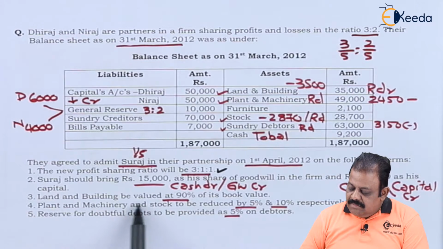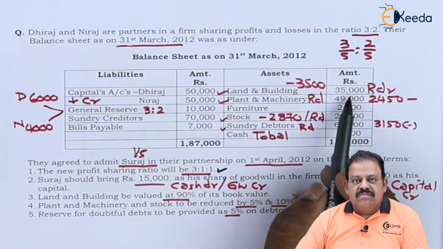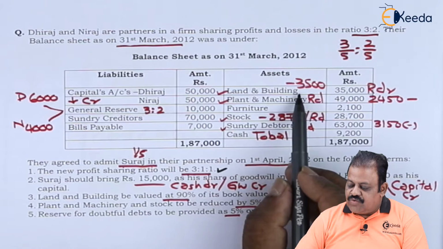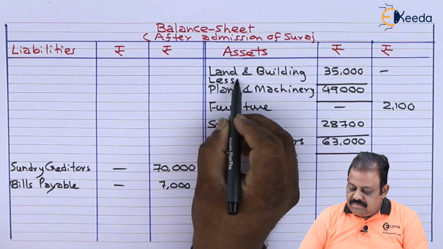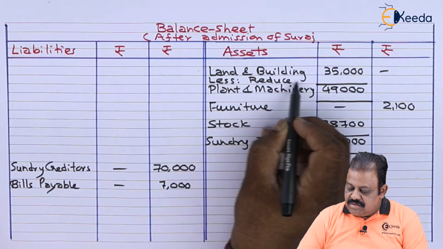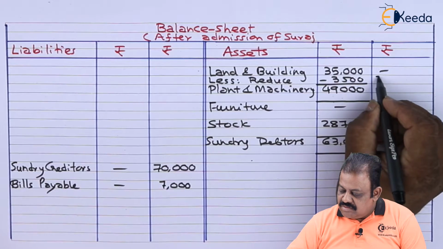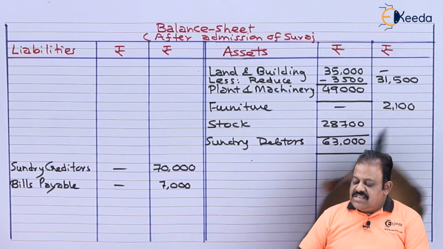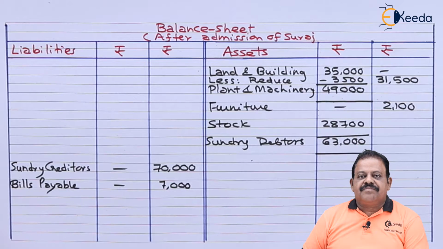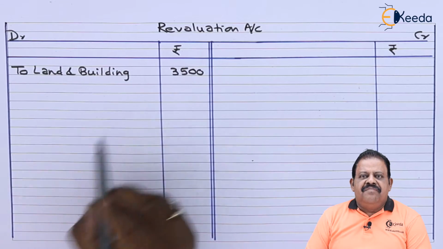Land and building is to be valued at 90% of its book value. Land and building is 35,000. We have to reduce it by 10%, that is 3,500. Land and building 35,000 less reduce 3,500, so it will now be 31,500. This is 90% of 35,000. This will have a second effect, revaluation account debit. Revaluation account debit side to land and building 3,500.